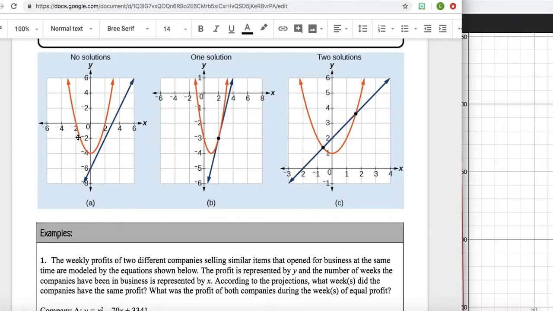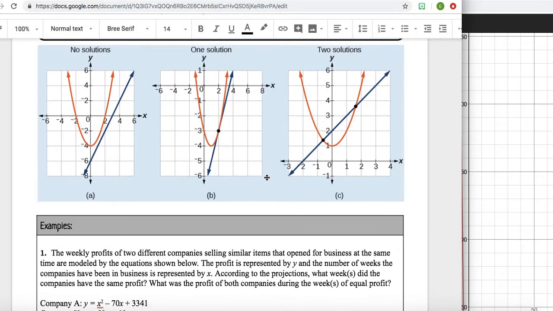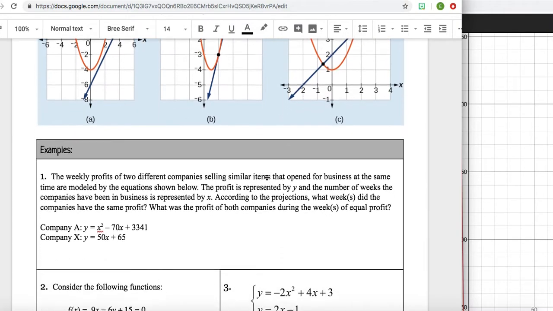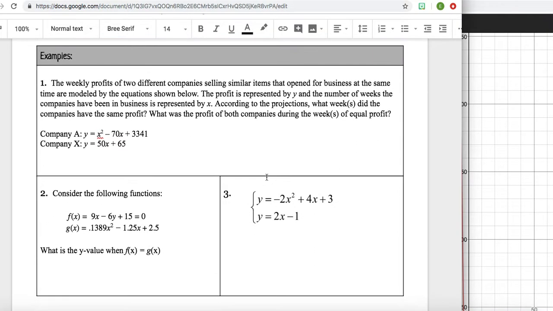They could not touch and have no solution. They could touch one time and have one solution, or they could touch two times and have two solutions. And those are just some examples of what you're going to see when you graph the ones you're practicing today.